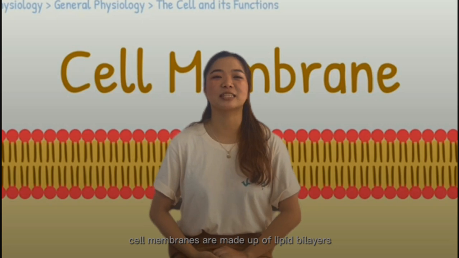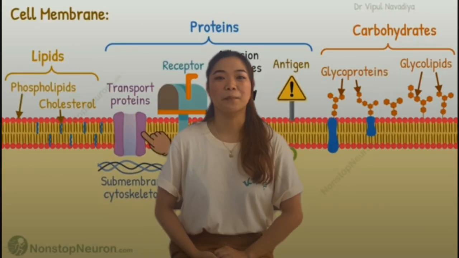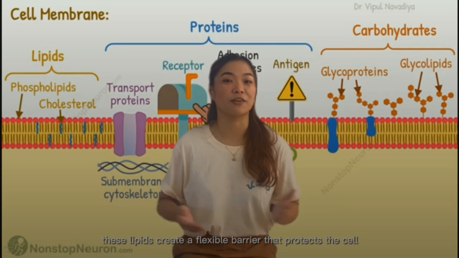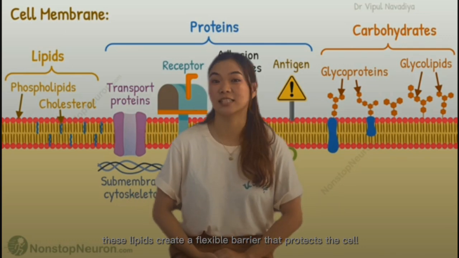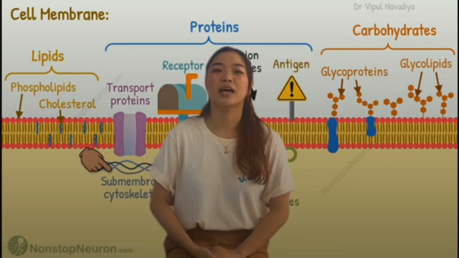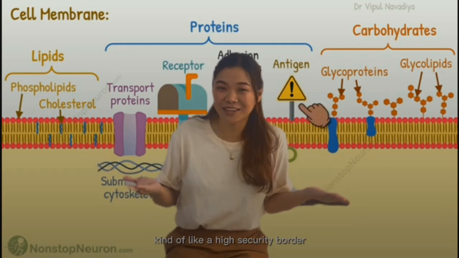Cell membranes are made up of lipid bilayers, basically two layers of fatty molecules. These lipids create a flexible barrier that protects the cell and controls what goes in and out of the cell. Kind of like a high security border.